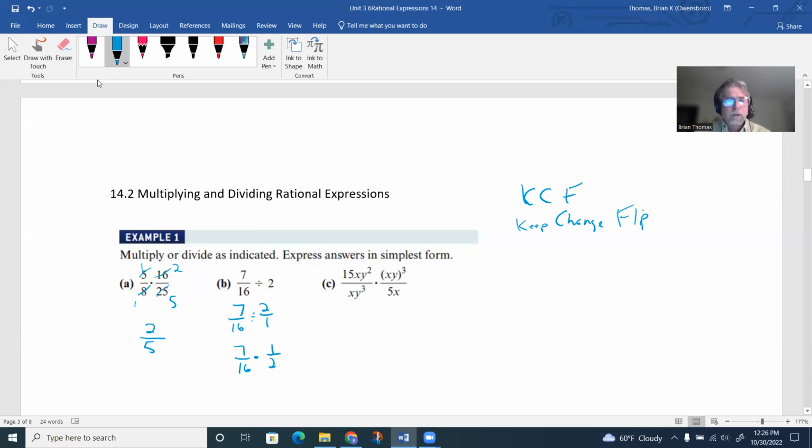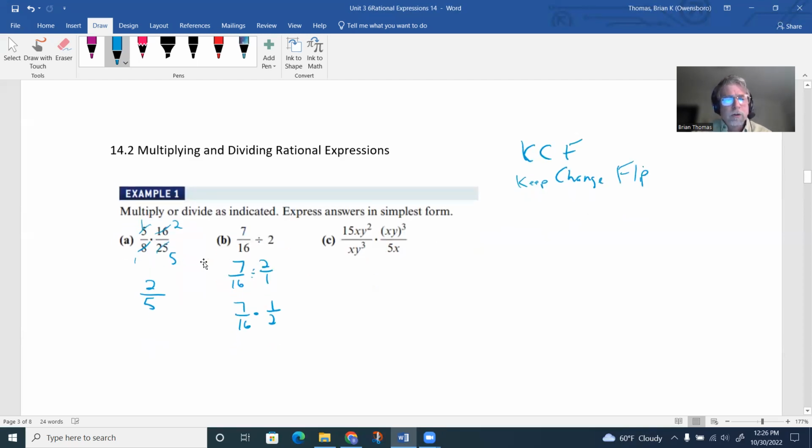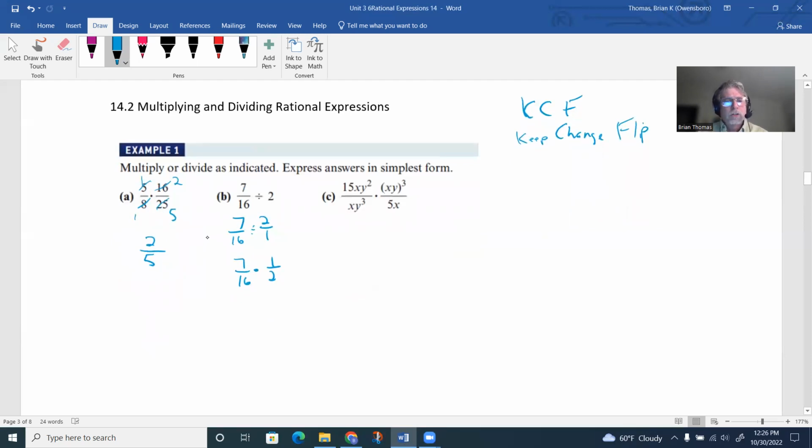Now notice that there's nothing really to cancel from the numerators and denominators. So all you really can do is just multiply straight across, and that becomes 7/32.